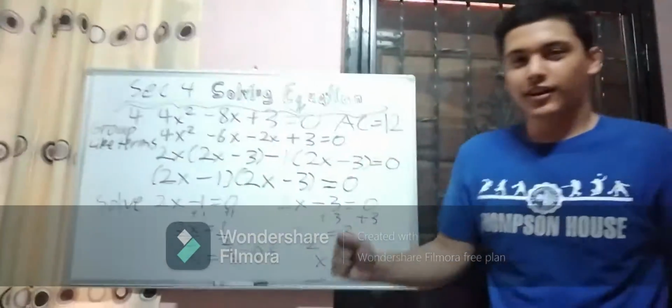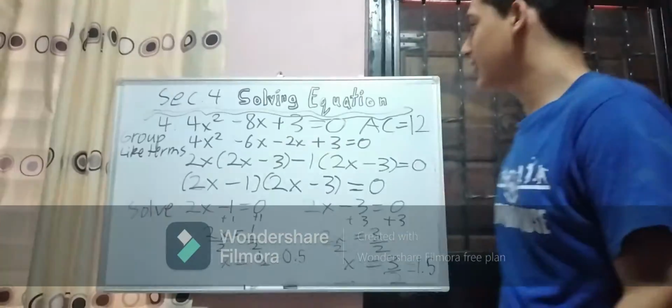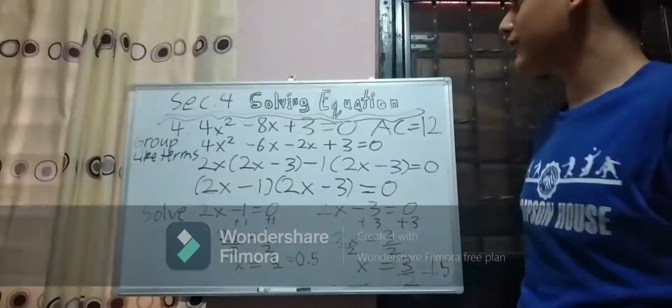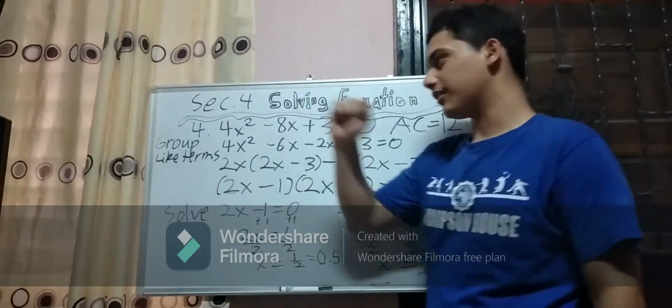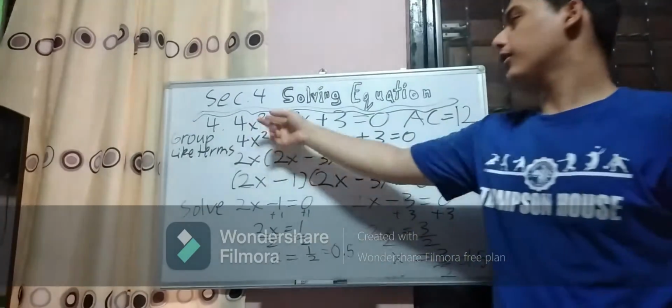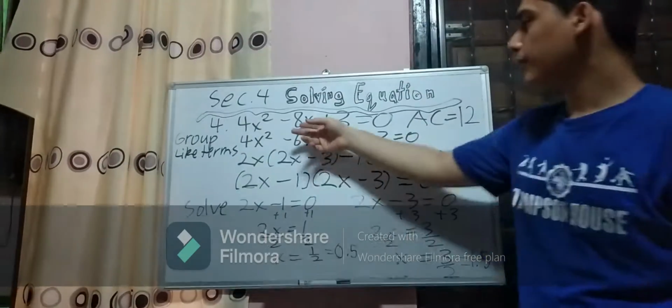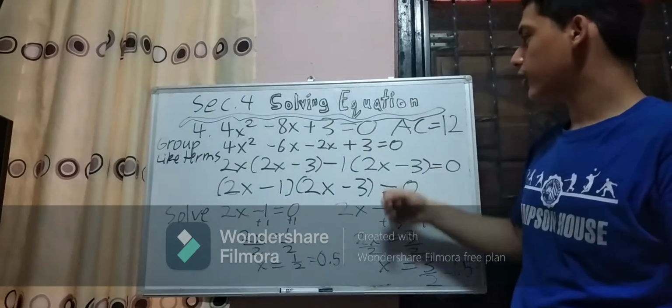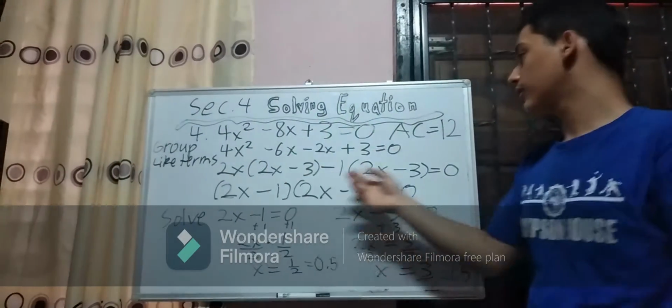Alright, so here we go. This is the final question of the final project. This is section 4, solving equations. I picked number 4 and here it is. 4x squared minus 8x plus 3 equals 0. For this I solved using the AC method.